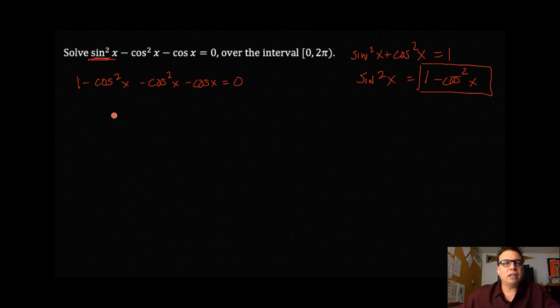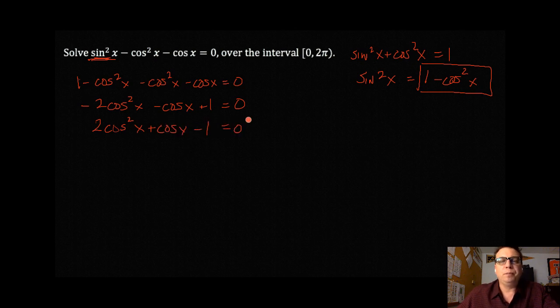So now I've got to rewrite this. I'm going to combine my like terms. I've got negative 2 cosine squared x and then minus cosine x plus 1 equals 0. I'm going to divide both sides by negative 1, because we like to have that leading coefficient be 1. It's not going to change any of the values. So 2 cosine squared x plus cosine x minus 1 is equal to 0.